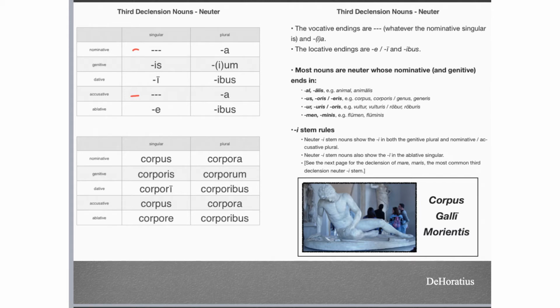If the nominative and accusative of neuter nouns are going to be the same, then obviously the accusative singular is going to be the same variable form as that nominative singular. And as we've seen with all neuter nouns, you have an a for the nominative and accusative plural.